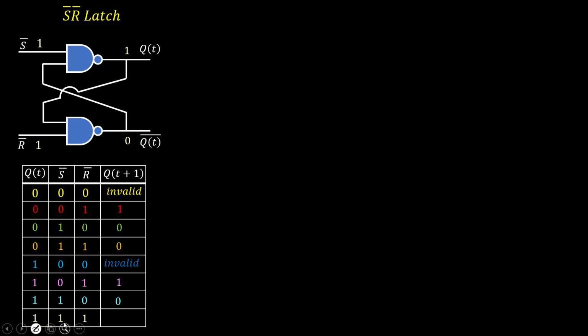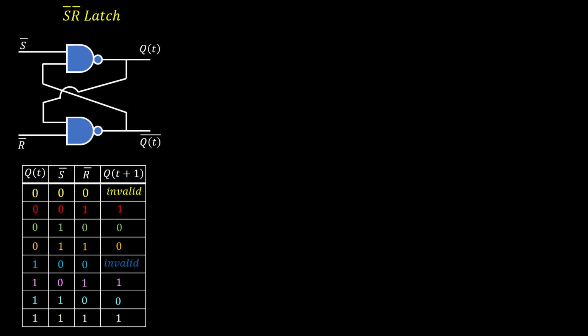Here present state is 1 and inputs are also 1, 1. Here for the first NAND gate, one input is 0, so output is 1. For the second NAND gate, both the inputs are 1, so output is 0. So QT is 1, QT bar is 0, which is a valid state. So if present state is 1, inputs are 1, 1, next state is 1. So this is the truth table or state table for the S bar R bar latch.